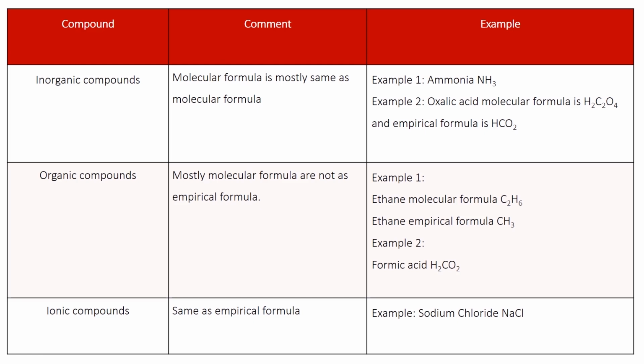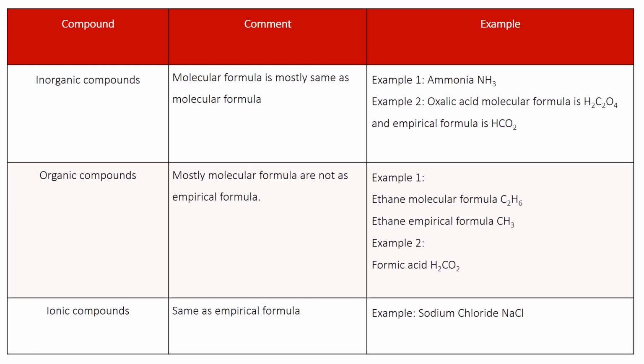For organic compounds, most organic compounds have molecular formulas different from their empirical formulas. For example, ethane's molecular formula is C2H6. We can obtain the empirical formula by dividing the molecular formula by 2. For that, the empirical formula of ethane is CH3.